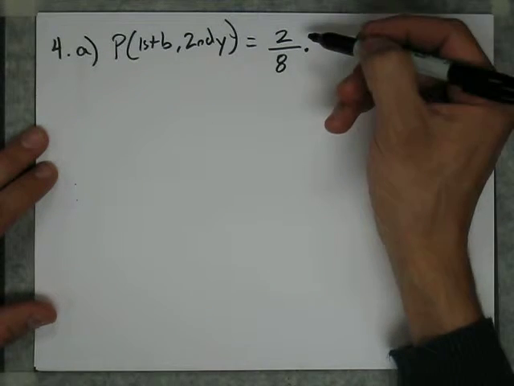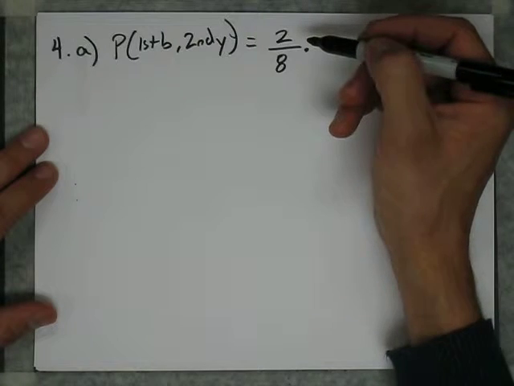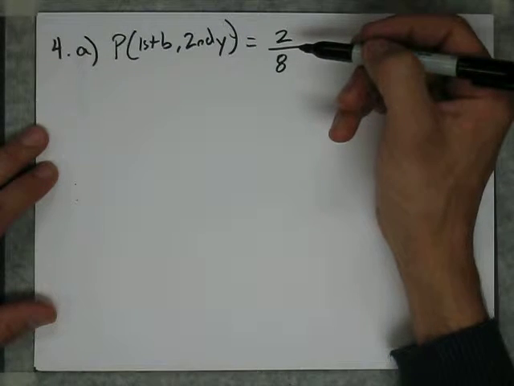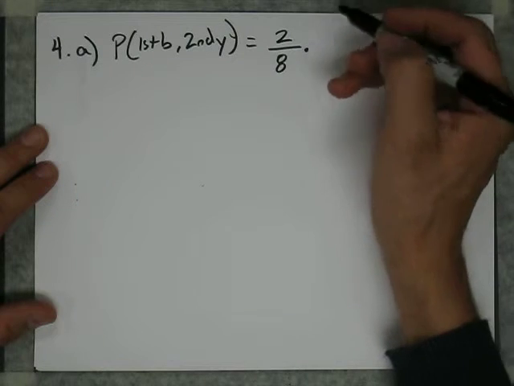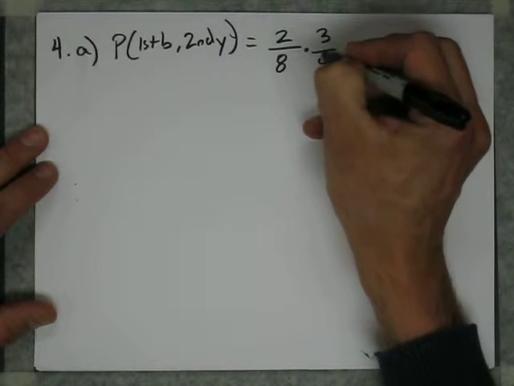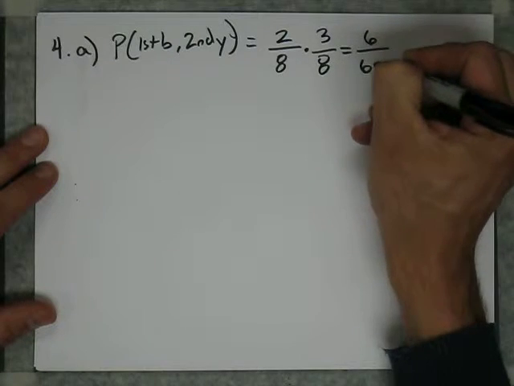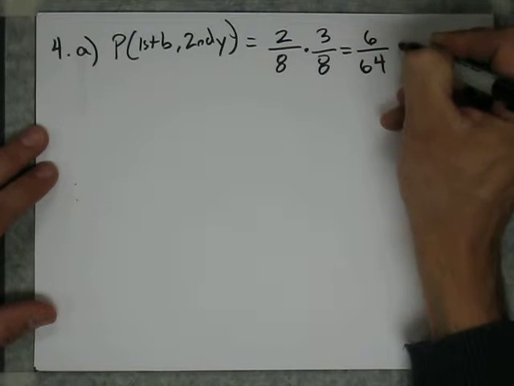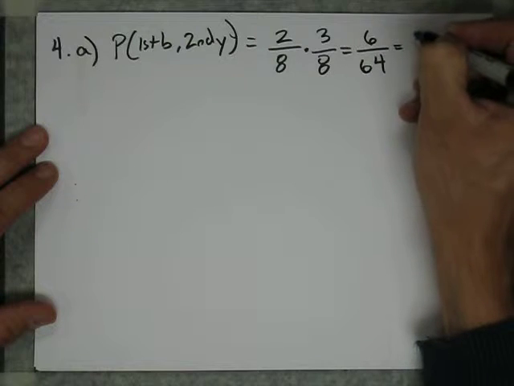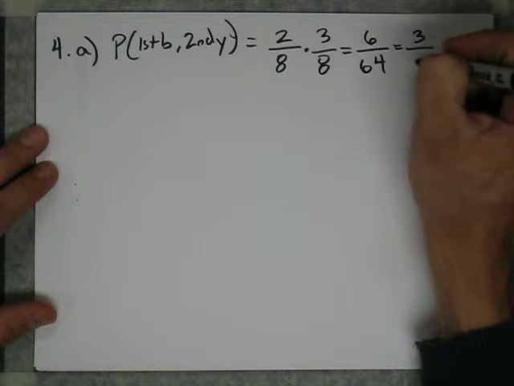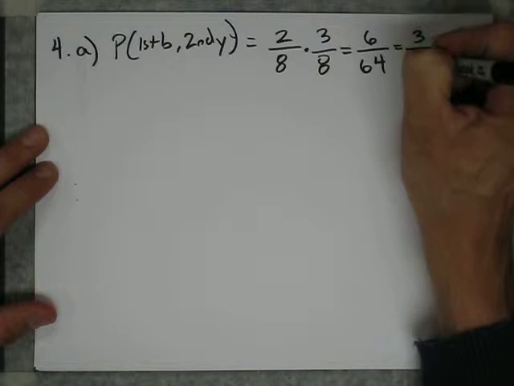But then you replace it, and then the next one is yellow. So 2 blue out of 8 times, how many yellows are there? 3 out of 8. And so that would be equal to, you multiply those, 6 out of 64, which you can reduce to 3 out of 32, dividing by 2.